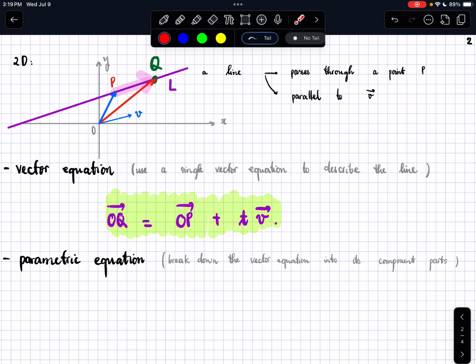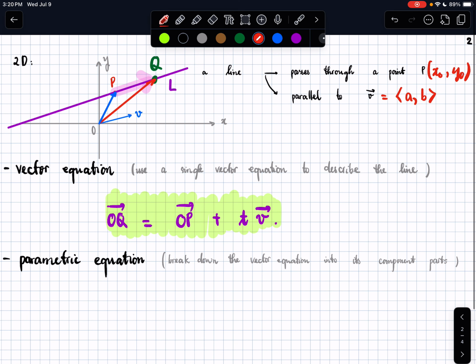There is another type of equation that describes the line L. We call it the parametric equation. That is the equation where we break down the vector equation into its component parts. So instead of having vectors, we describe the components of the vector. Let's say P has coordinates x0, y0, and V is the vector (a, b). Then the parametric equation can be written as follows.